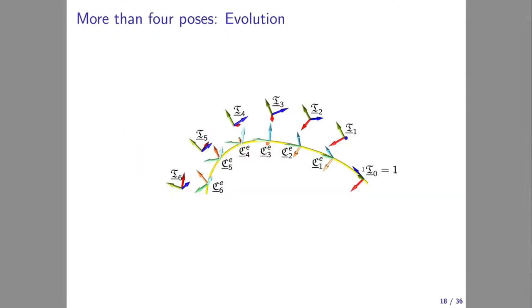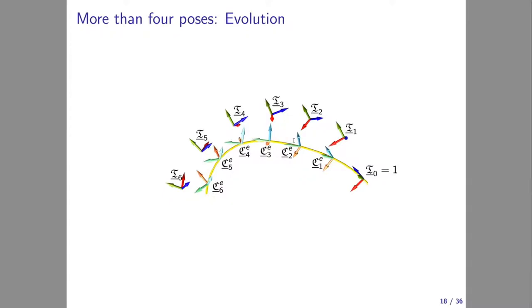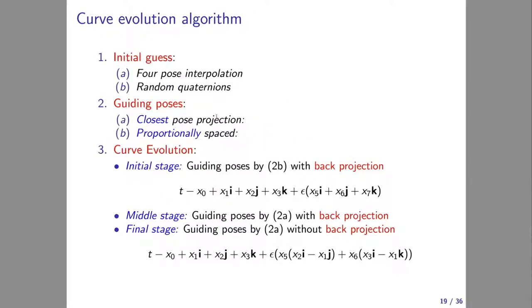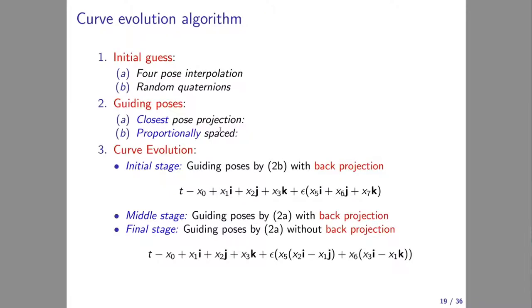When you have more than four poses, for instance, here we have six poses, and then for this approximation, actually, we define for each pose the target pose on the curve. So we try to do the approximation by a curve evolution procedure. So we have the initial guess either by four-pose interpolation or random quaternions. And then for the guiding pose, one can choose the closest projection, like here, or you have the proportional space, because for random quaternions, the order might be wrong.